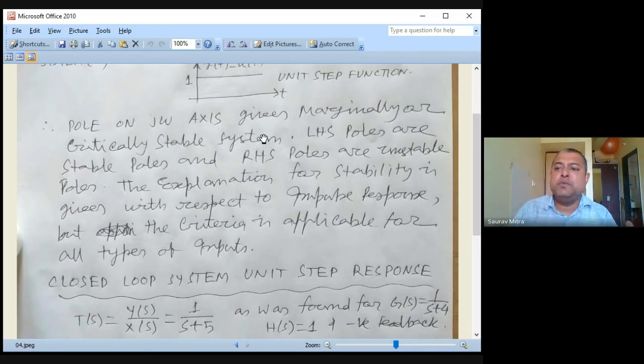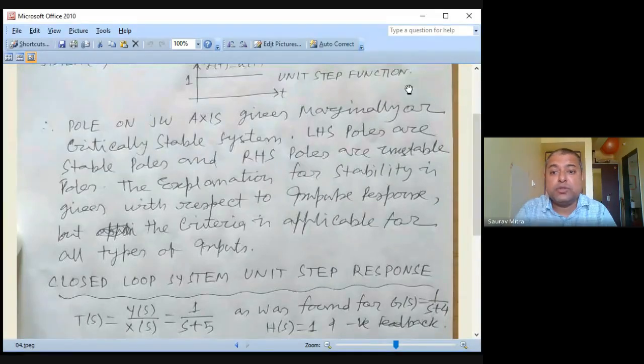Poles on the left-hand side of the j omega axis make the system have a decaying response in the time domain, which is called a stable response. Poles on the right-hand side of the S plane, whether real or imaginary, give an increasing time domain response. Then the area under the curve is infinite, and we call it an unstable system.